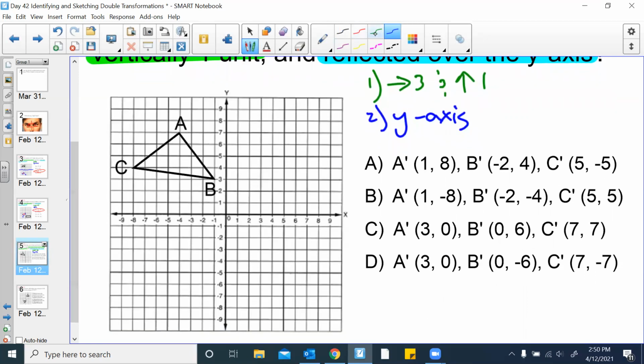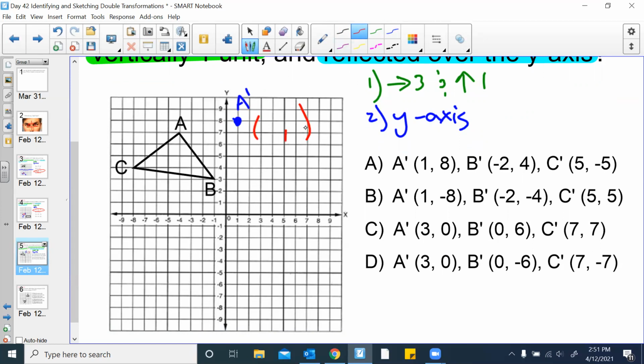All right, so let's just start with point A. I come over to the right 1, 2, 3, then I go up 1. I'm chilling here, I'm waiting. I have to reflect in the y. So I go 1, took me 1 to get there, I go 1 past it, and that's going to be A prime.